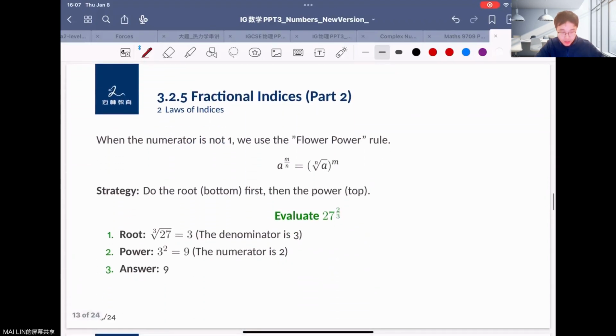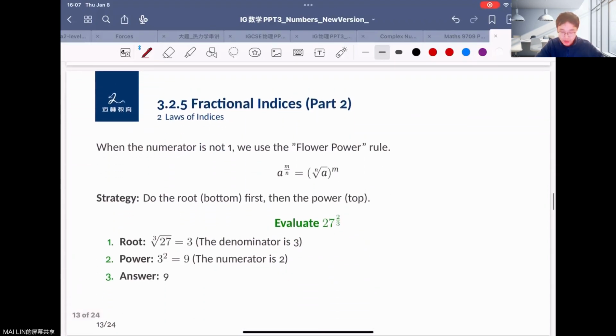We have another kind of fractional index, a^(m/n), right? We first take the nth root of a in brackets, and then we apply the power of m after this. So if we have 27^(2/3), we can first calculate the cube root of 27, which is 3. And then we calculate 3 squared, and the answer is 9. So the answer here equals 9.